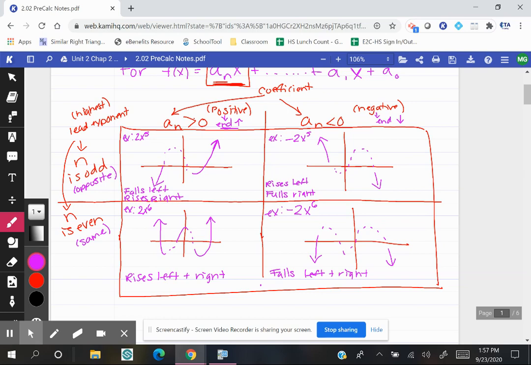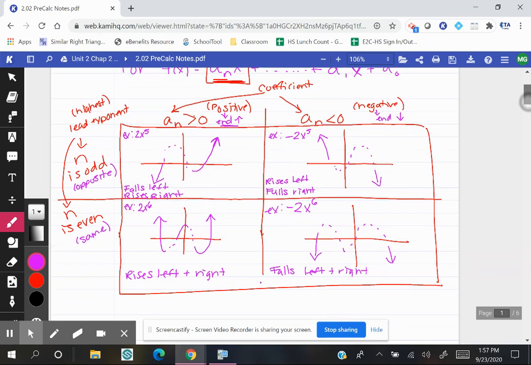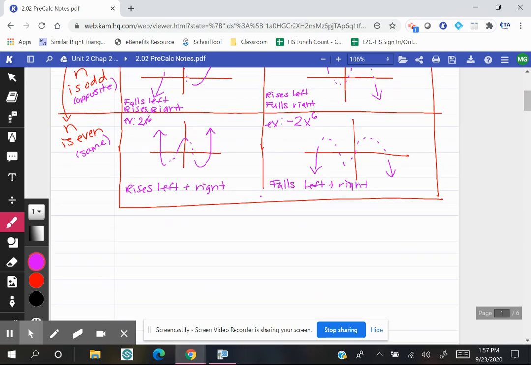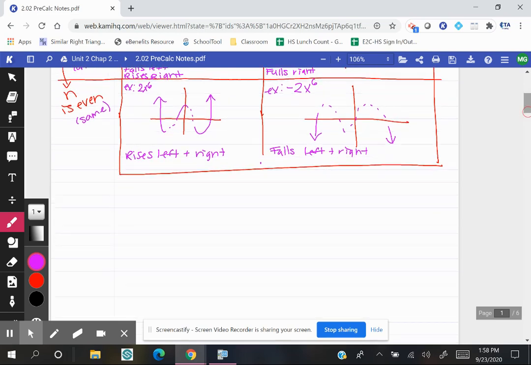So by looking just at that first term, we're able to tell a lot about what the graph is going to look like, at least at the end behavior, we call that. So going towards the left or to the right.